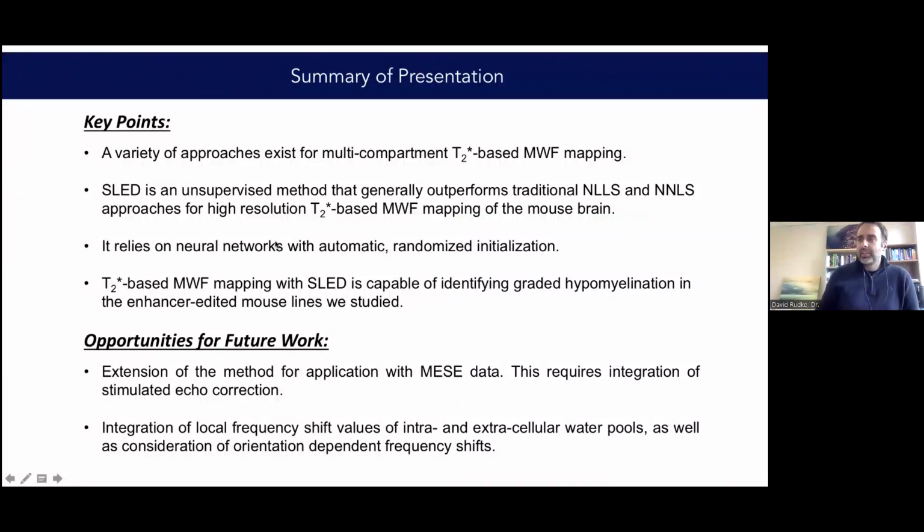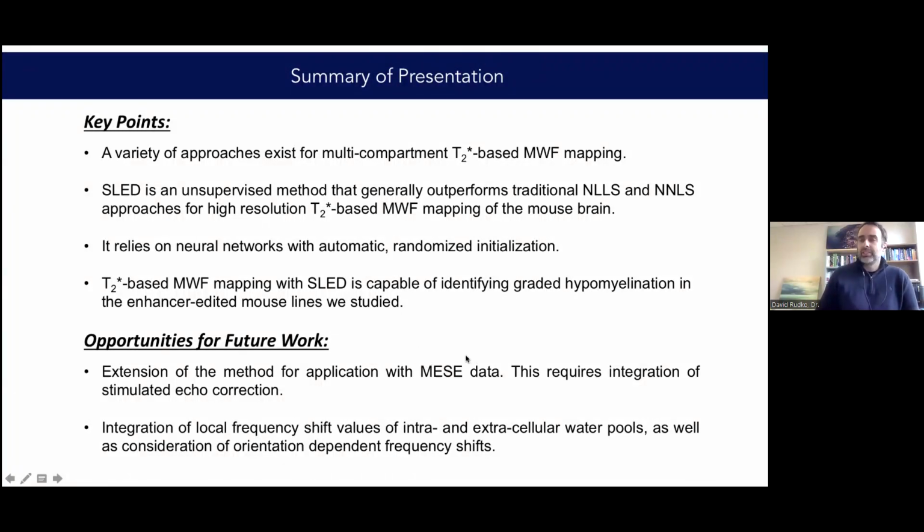So to summarize, a variety of approaches exist for high-resolution multi-compartment T2 star MWF mapping. SLED is unsupervised and generally outperforms the existing methods. It relies on neural networks with automatic randomized initialization, and it was capable of identifying the graded hypomyelination that Vlad has nicely described already. So what we're planning to do in future is Kevin was interested in extending this to spin echo-based methods, multi-echo spin echo or GRACE, which may not have a purely exponential decay due to stimulated echoes.